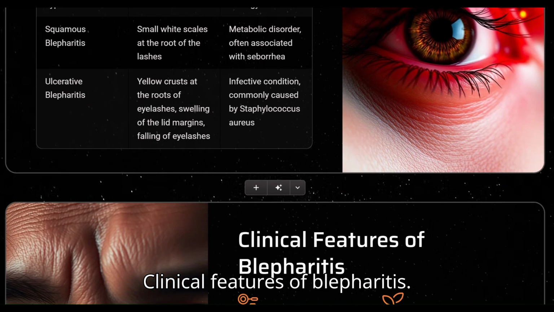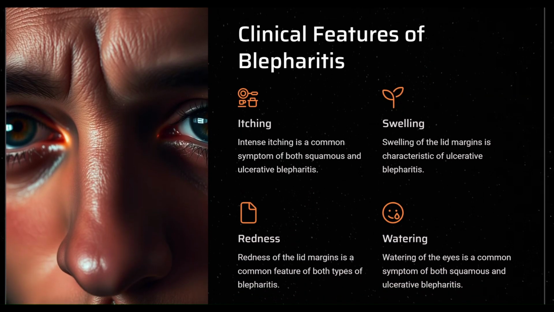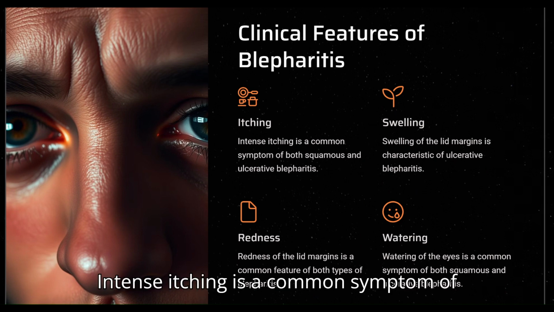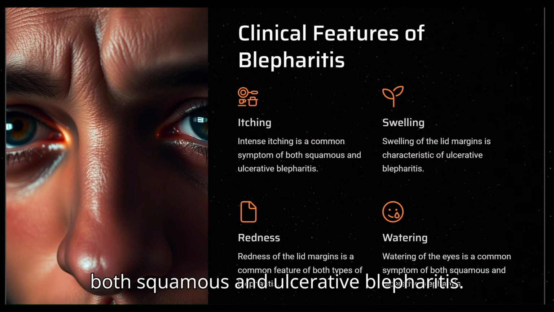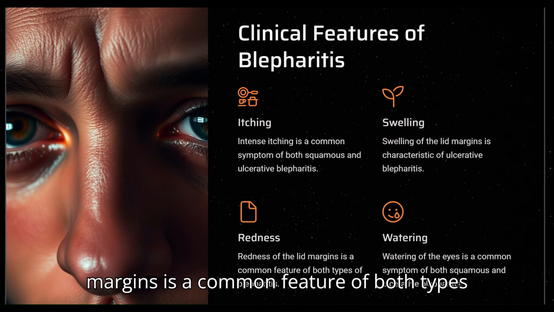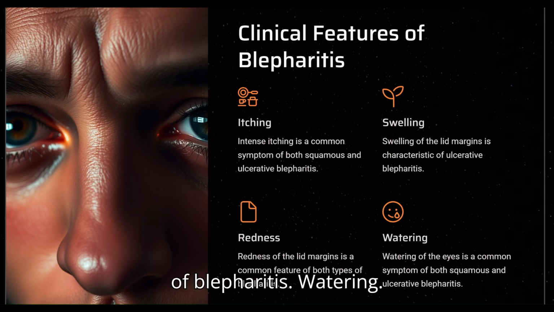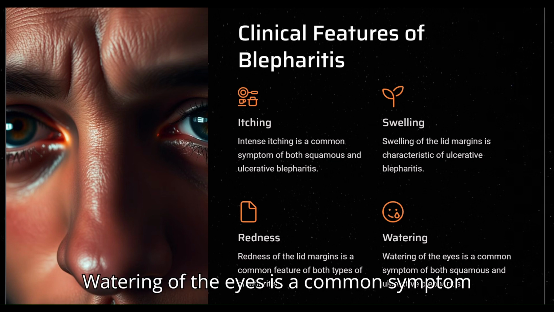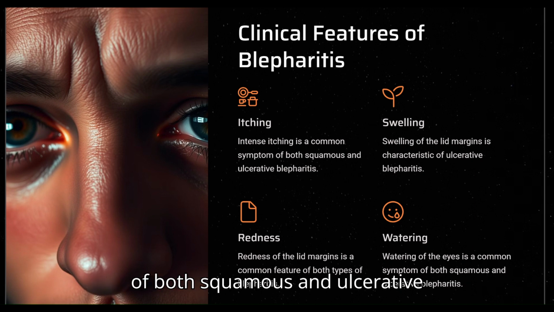Clinical features of blepharitis. Itching. Intense itching is a common symptom of both squamous and ulcerative blepharitis. Swelling. Swelling of the lid margins is characteristic of ulcerative blepharitis. Redness. Redness of the lid margins is a common feature of both types of blepharitis. Watering. Watering of the eyes is a common symptom of both squamous and ulcerative blepharitis.